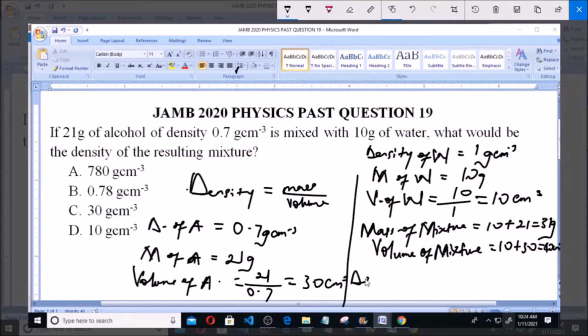So the density of the mixture will be equals to the mass of the mixture over the volume of the mixture, and that is 31 all over 40, and that is equals to 0.78 gram per cm cube, which is option B. So this is the density of the resulting mixture.